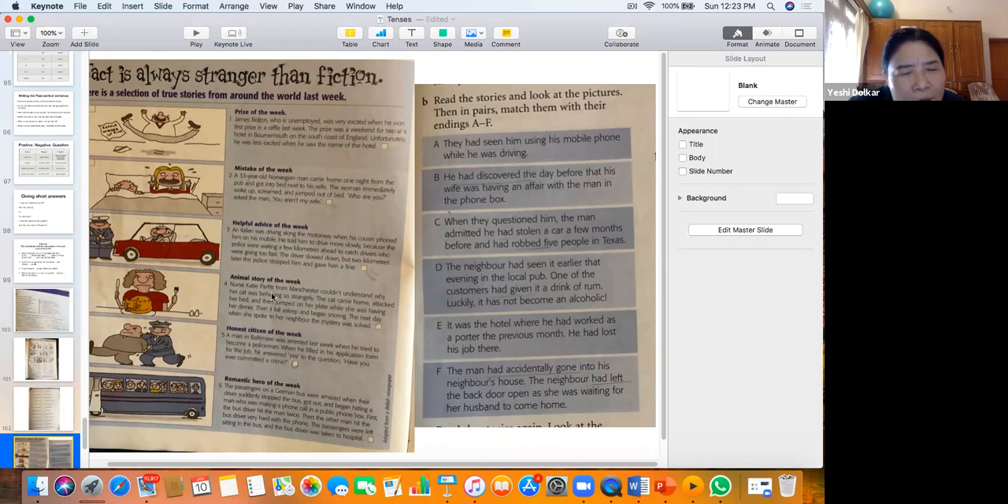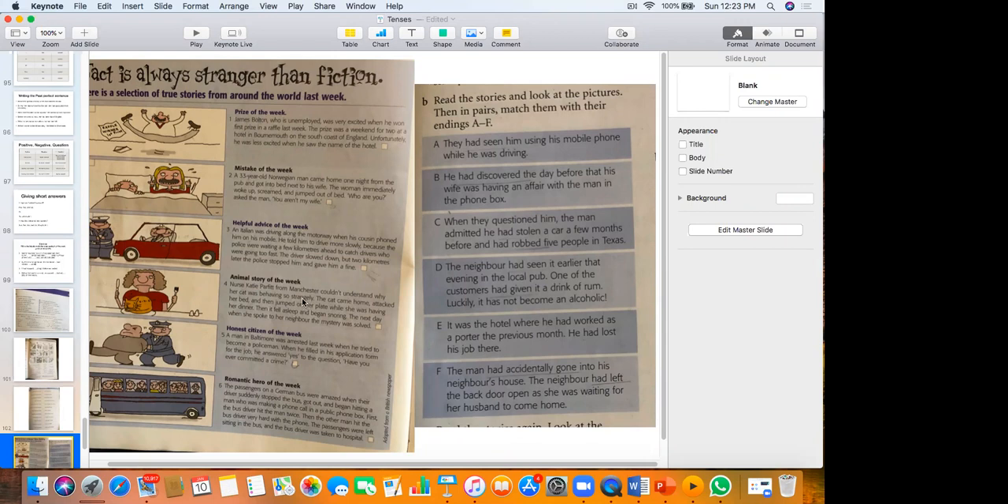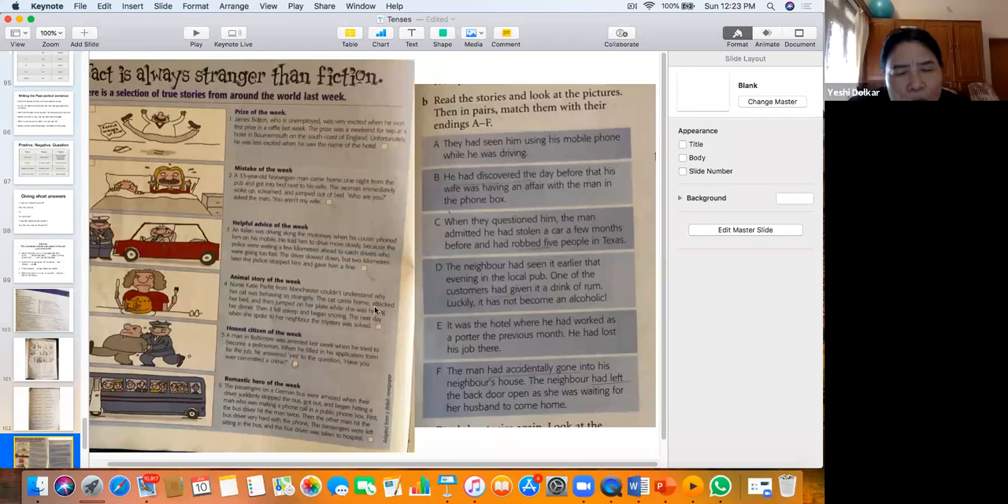Nurse Katie Parfitt from Manchester couldn't understand why her cat was behaving so strangely. The cat came home, attacked her bed, and then jumped on her plate while she was having her dinner. Then it fell asleep, and that's snoring. The next day, when she spoke to her neighbor, the mystery was solved.